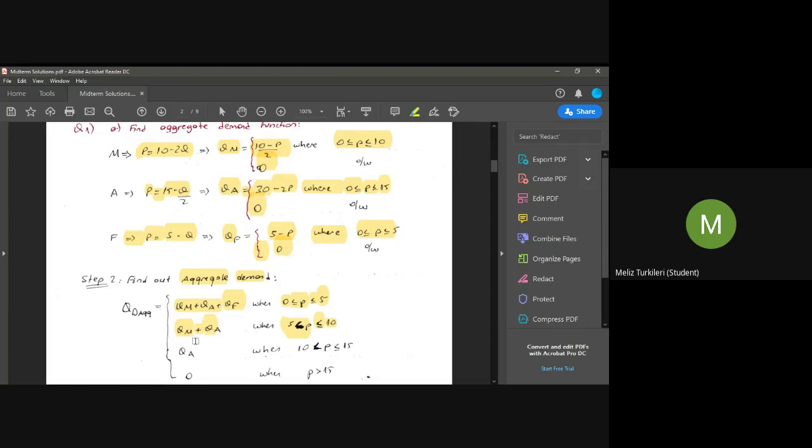So let's check the prices when the price is higher than 10 and equal to or less than 15. What happens? Let's check from here.